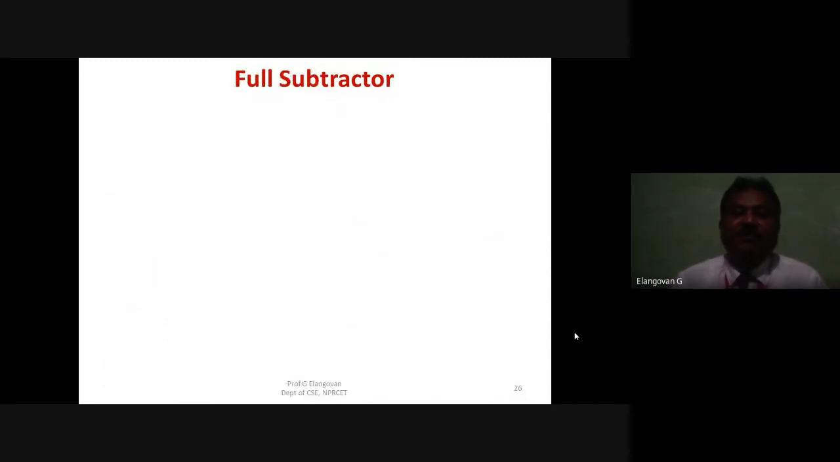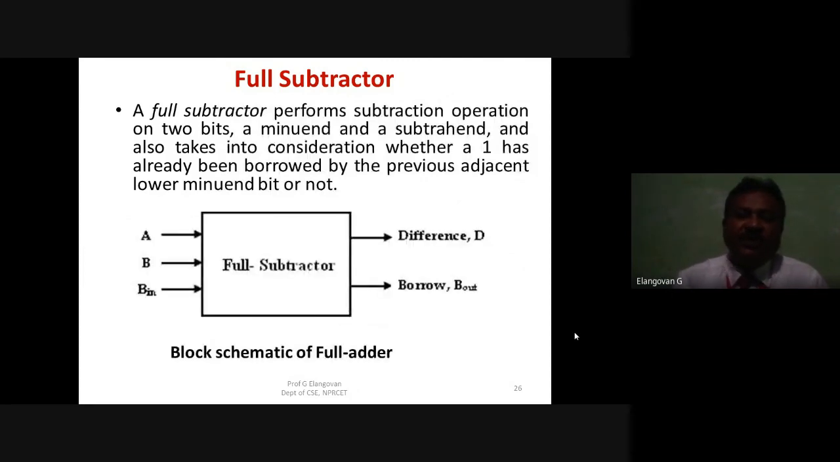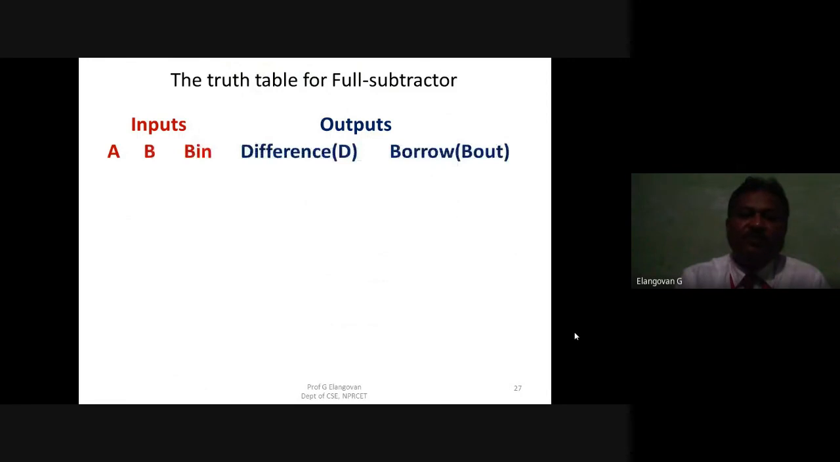Similarly, we have to implement the full subtractor. In the full subtractor, again, it is going to have three inputs. One input is the lower order borrow while subtracting, but in the half subtractor, it was not considered. The output is again only two outputs, difference and borrow. It shows the circuit diagram. A and B are the available input values, and B in is the lower order borrow when doing the subtraction, and the result is the difference and borrow out. The truth table again has three inputs A, B and B in, and difference and borrow outputs.